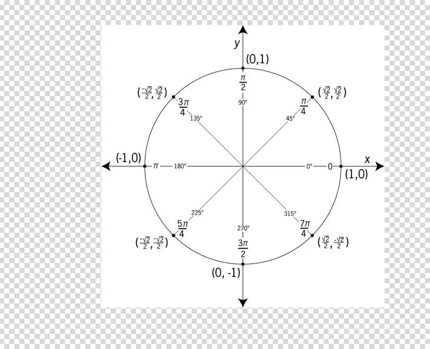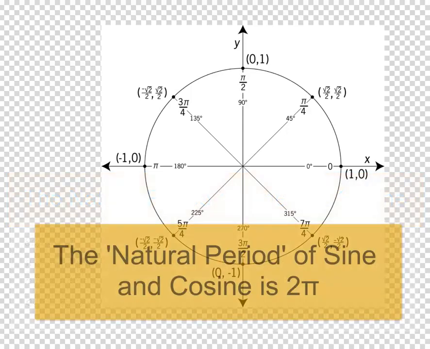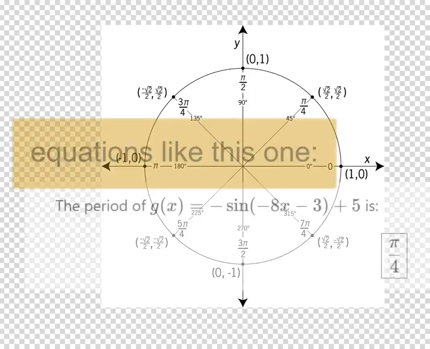Okay, let's look at the sine and cosine waves and the unit circle. So the natural period of sine and cosine is 2 pi. I'm going to show you why this is relevant and how we can use this knowledge in some basic trigonometric equations.